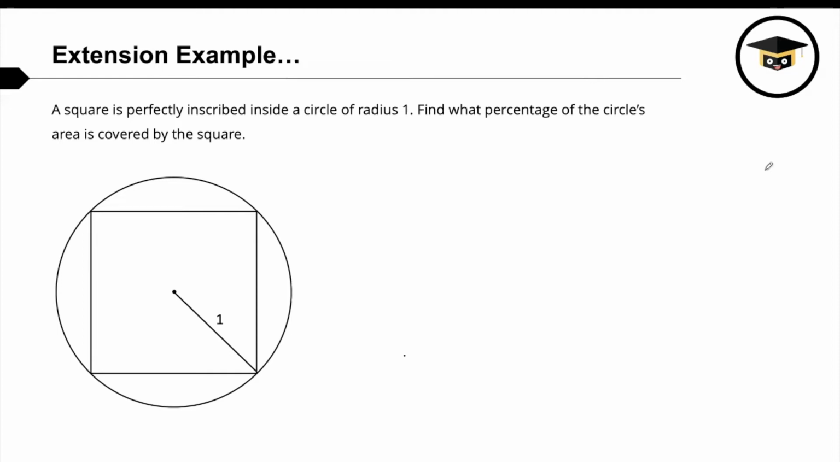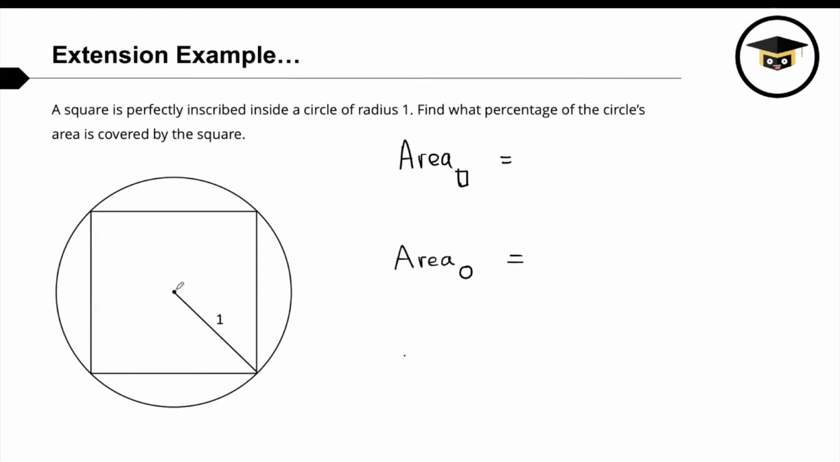So whenever we're finding the percentage of something, we're thinking about what percentage of the whole does our thing take up. So we're looking at the area of the square, and the whole thing we're looking at would be the area of the circle. So really this comes down to, we need to find the area of our square, and then we also need to find the area of our circle. Now, one of these is way easier to find than the other.